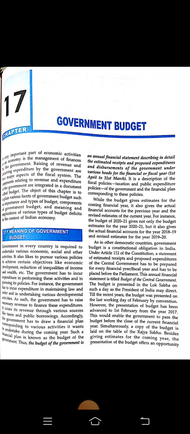The budget of the government is an annual fiscal statement describing in detail the estimated receipts and proposed expenditures and disbursements or distributions made by the government under various heads of the financial or fiscal year, 1st April to 31st March. It is a description of the fiscal policies, taxation and public expenditure policies of the government and the financial plan corresponding to these policies.